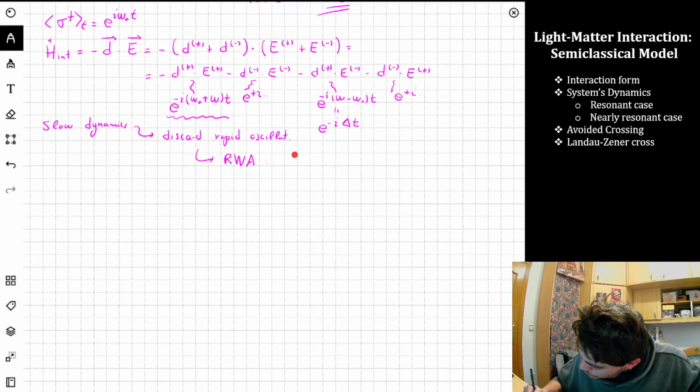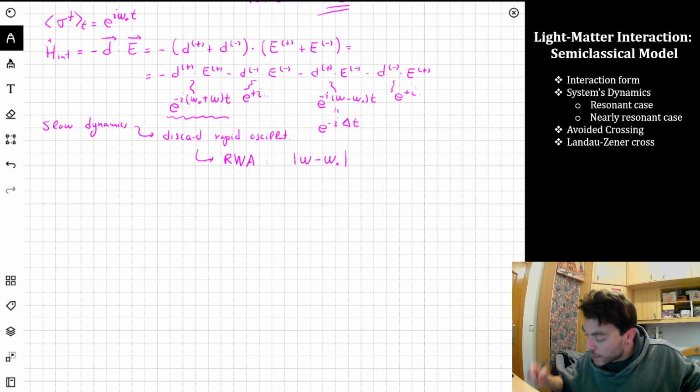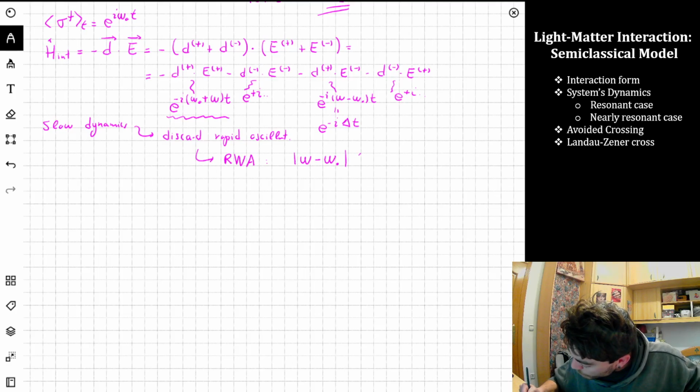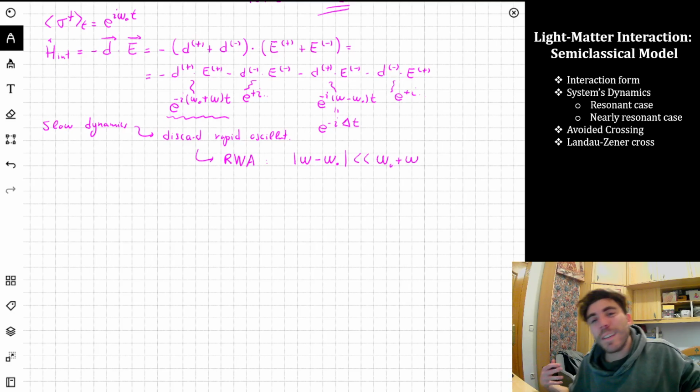So again, this is valid if the detuning between both systems, omega minus omega 0, is way smaller than the sum, which is typically the case.